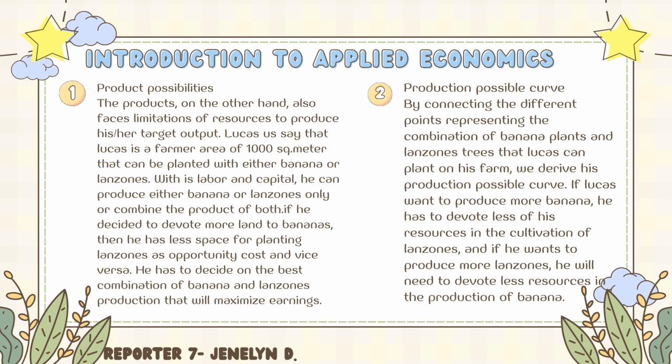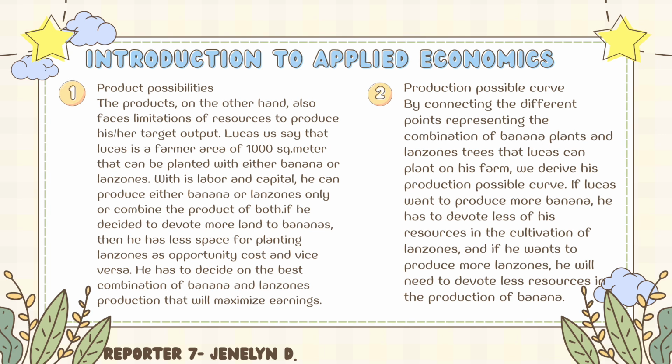So for the trade-off or opportunity cost, the PPC clearly shows the trade-off between producing bananas and lanzones. If Lucas decides to produce more bananas, he must reduce his planting of lanzones, and the quantity of lanzones that must be given up to produce more bananas represents the opportunity cost. Similarly, in producing more lanzones, he must sacrifice some bananas.